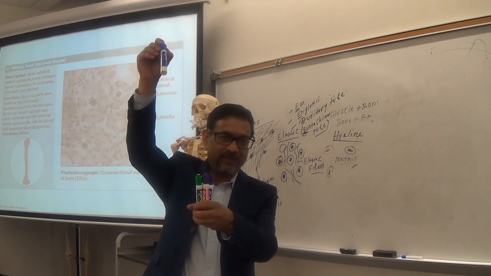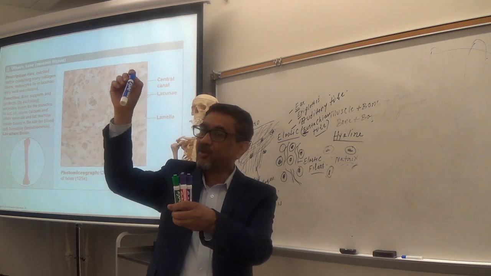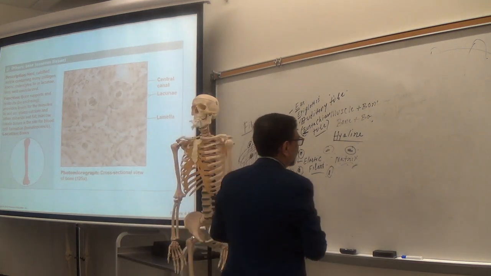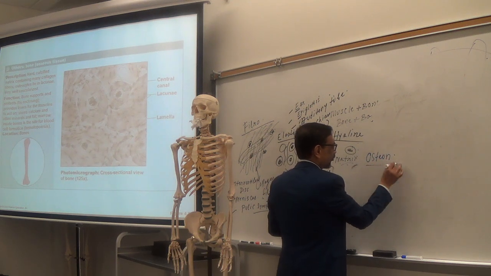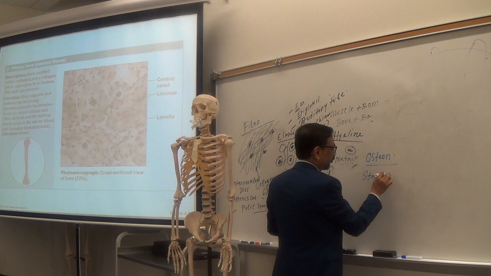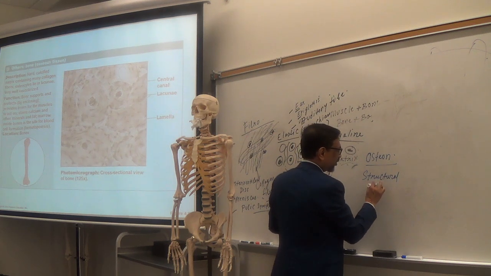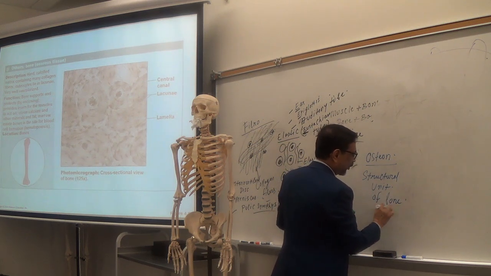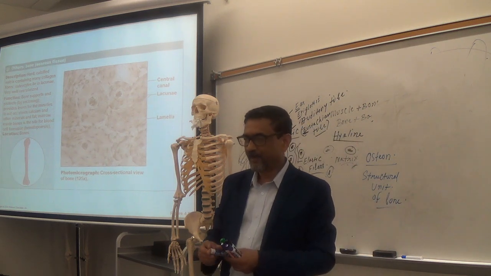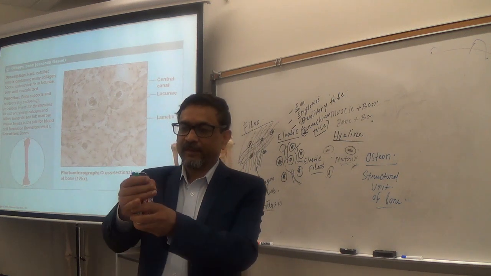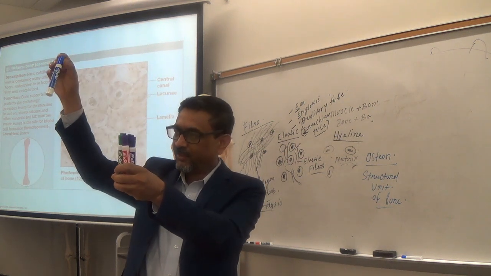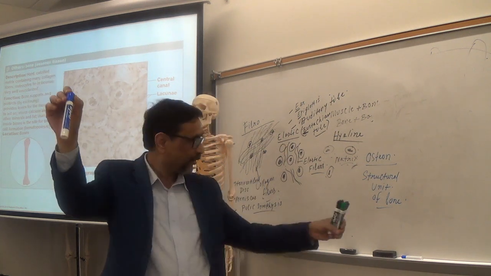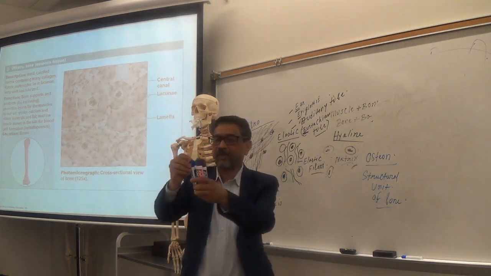So the unit is what? This. So this is called osteon. Structural unit of bone or bone tissue. Make sense? So again, the whole thing is the bone, right? And the structural unit is this. This is called what? Osteon. So many osteons bundled together.